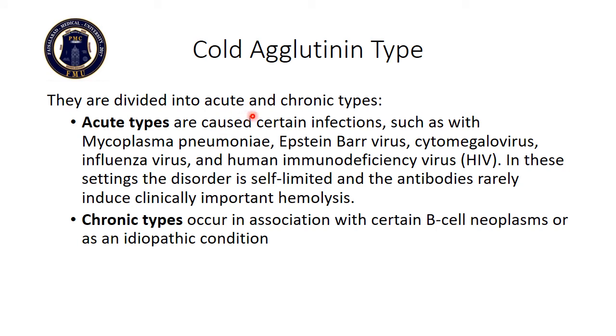They are divided into acute and chronic types. Acute types are caused by certain infections such as Mycoplasma pneumonia, Epstein-Barr virus, cytomegalovirus, influenza virus, and human immunodeficiency virus. These are self-limited and the antibody rarely induces clinically important hemolysis. Chronic type occurs in association with certain B cell neoplasm or an idiopathic condition.